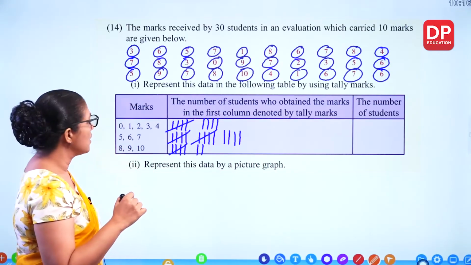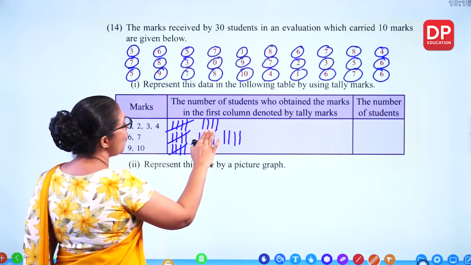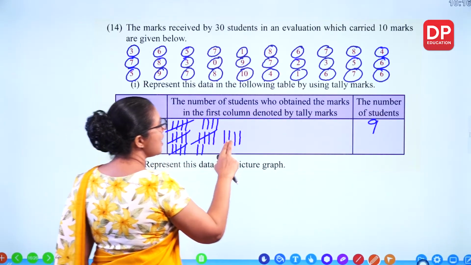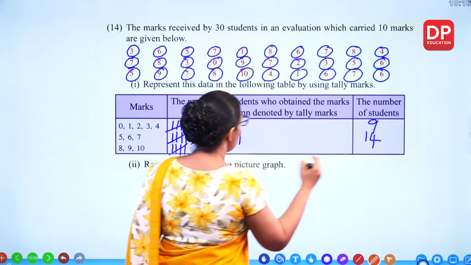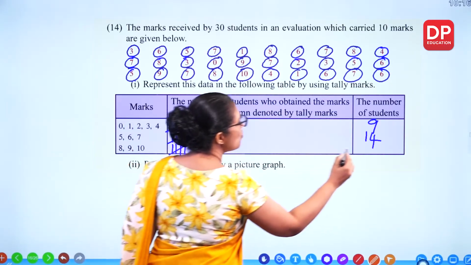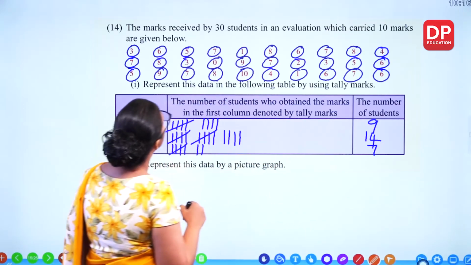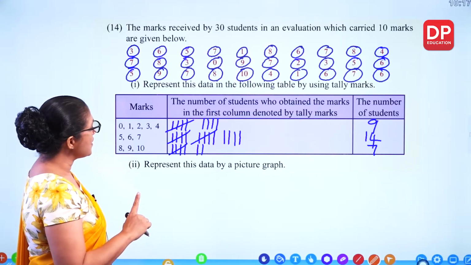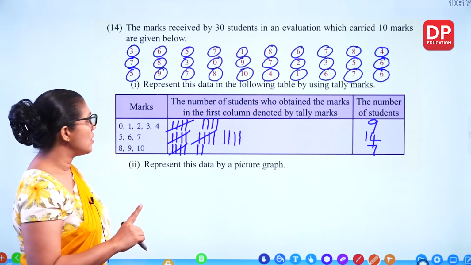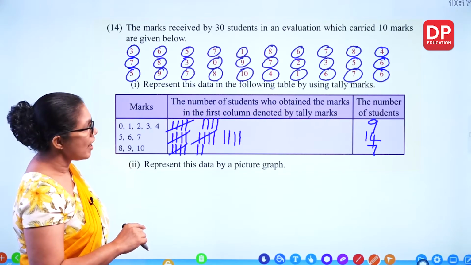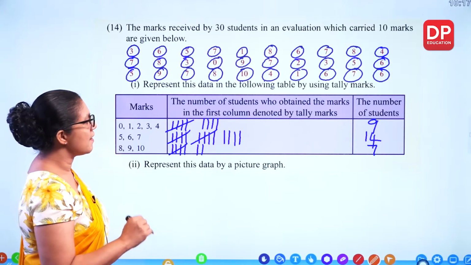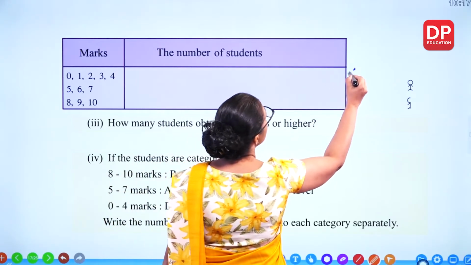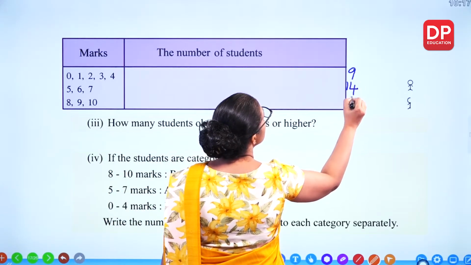Now we'll count 5 and 4. That's 9. 5, 5, 10, 10 plus 4, 14. And 5 plus 2, 7. So represent this data by a picture graph. We'll try to draw this: 9, 14, 7. So we got 9, 14, 7.